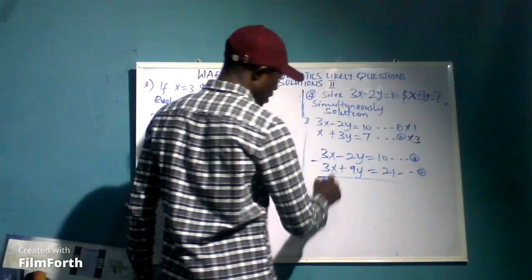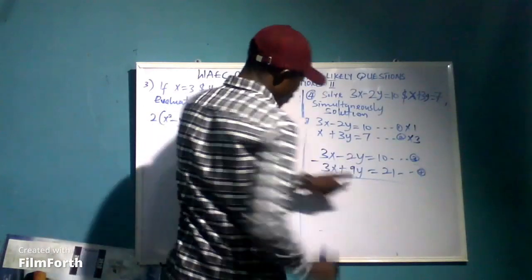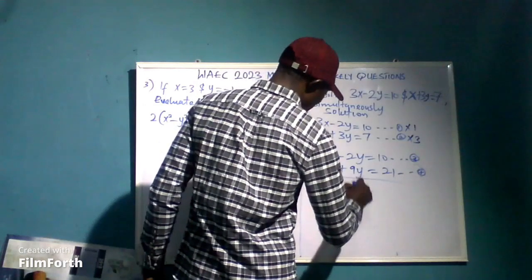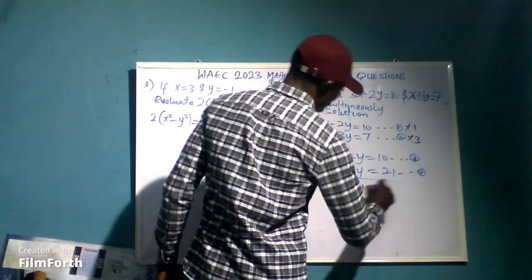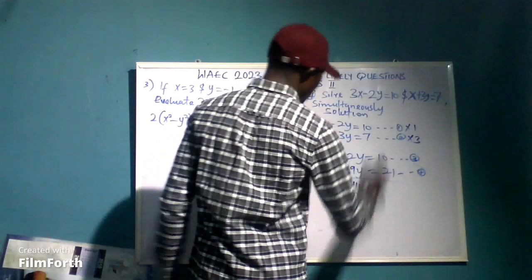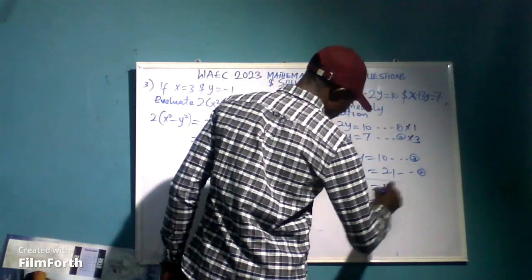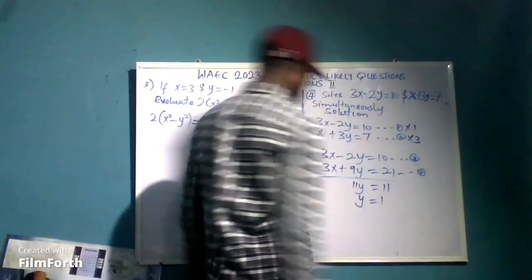So that we have 3x minus 3x, that will give us 0, and 9y minus 2y, that will give us 11y, and 21 minus 10, that will give us 11. And from here we have our y to be equal to 11 divided by 11, which is 1.